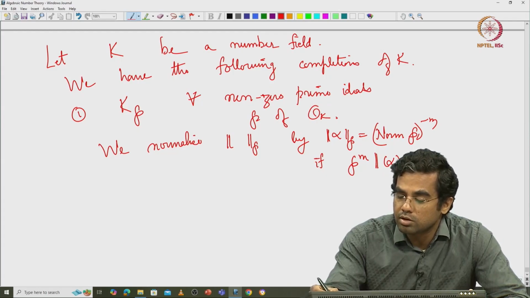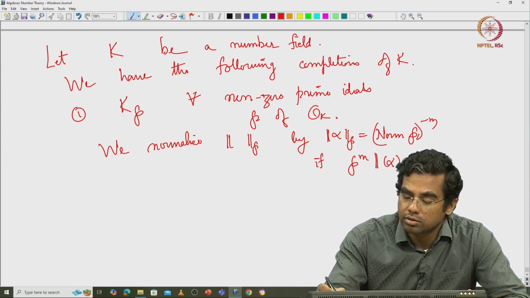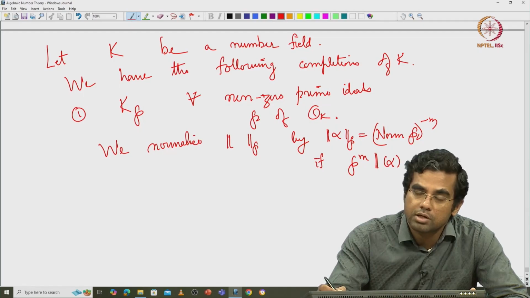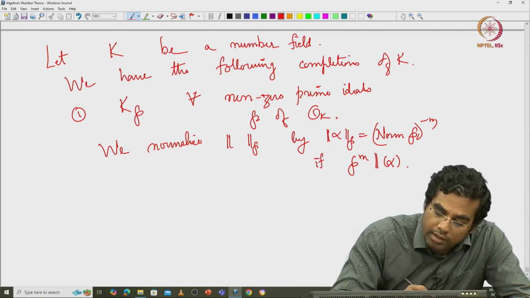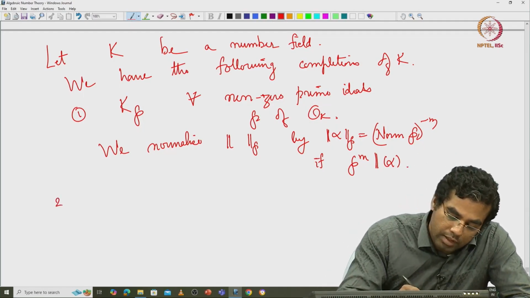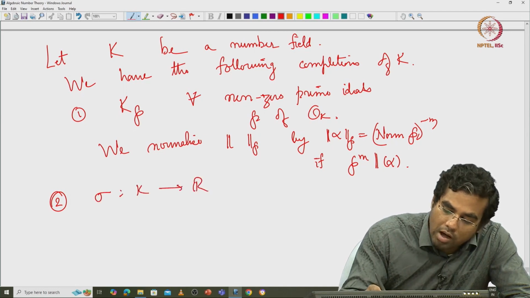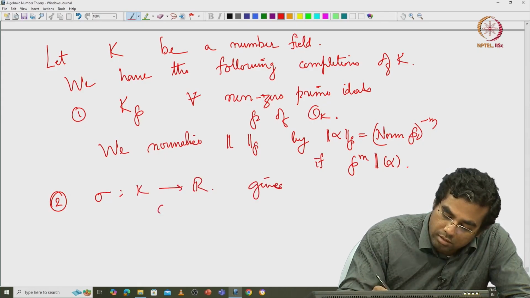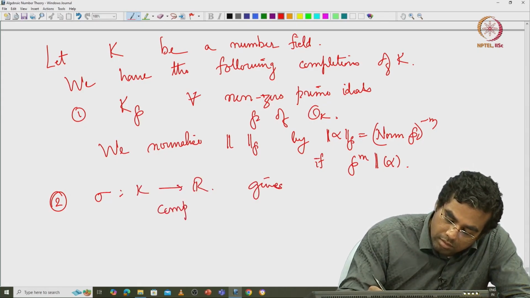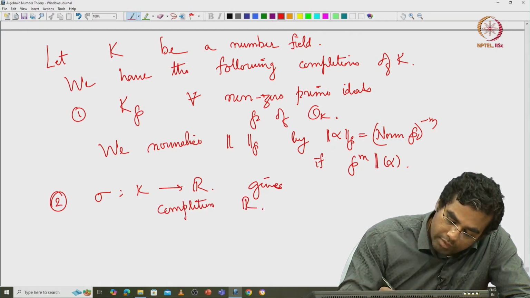You can change the constant, you can take something equivalent and that will change it to a different but equivalent valuation. Now, sigma from k into r gives completion r, and we normalize it as follows.